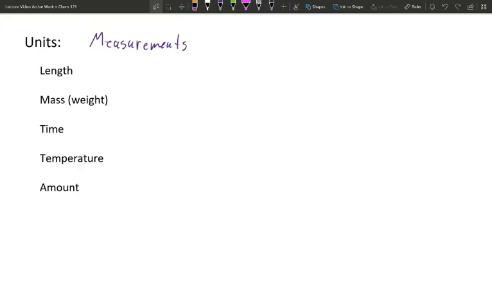Now, that being said, people have made up a lot of different units over time. So take a moment, go ahead and pause this. Think of all the different units you can think of for a length, for a mass, for time, for temperature, for amounts, numbers of things. See what you can come up with and then come on back.